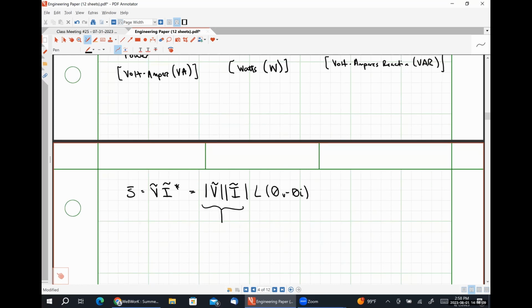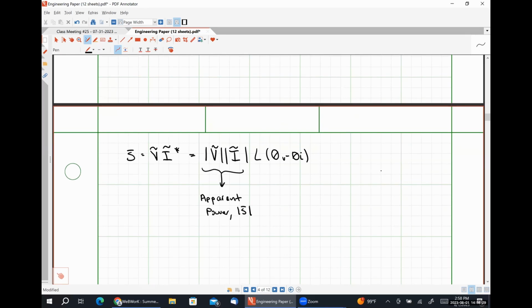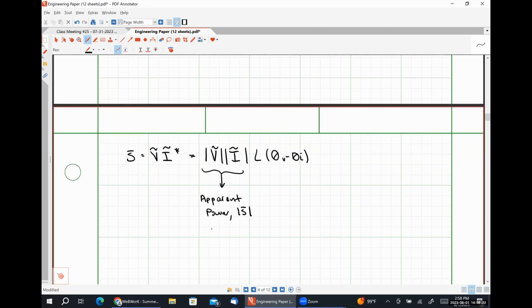This quantity right here is what's known as the apparent power. Its symbol, as it were, is the magnitude of S because it is literally just the magnitude of the complex power. And because complex power is measured in volt amperes, apparent power must also be measured in volt amperes because it is literally just the magnitude of that complex number.